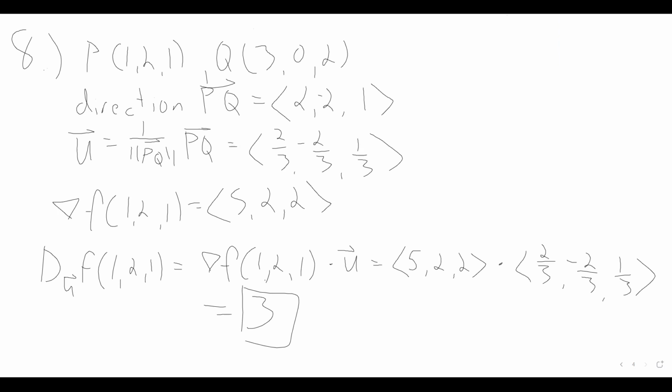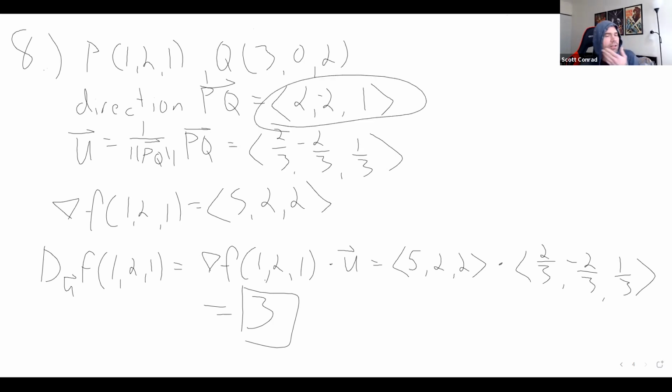Wait, sorry. Where is the 3 in the denominator coming from again? That's the magnitude of PQ. We turned it into a unit vector. So the magnitude is square root 2 squared plus negative 2 squared plus 1, square root 4 plus 4 plus 1, square root 9 is 3. Does that make sense? Yeah, that makes sense. Okay.